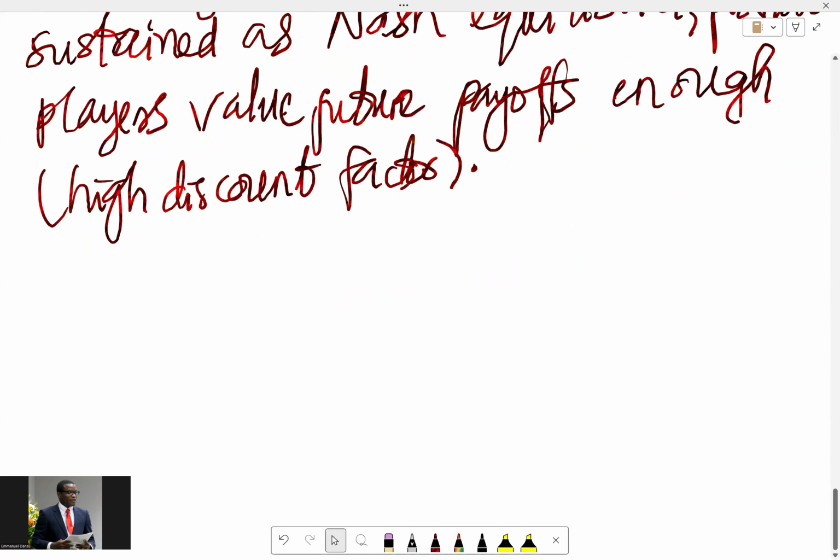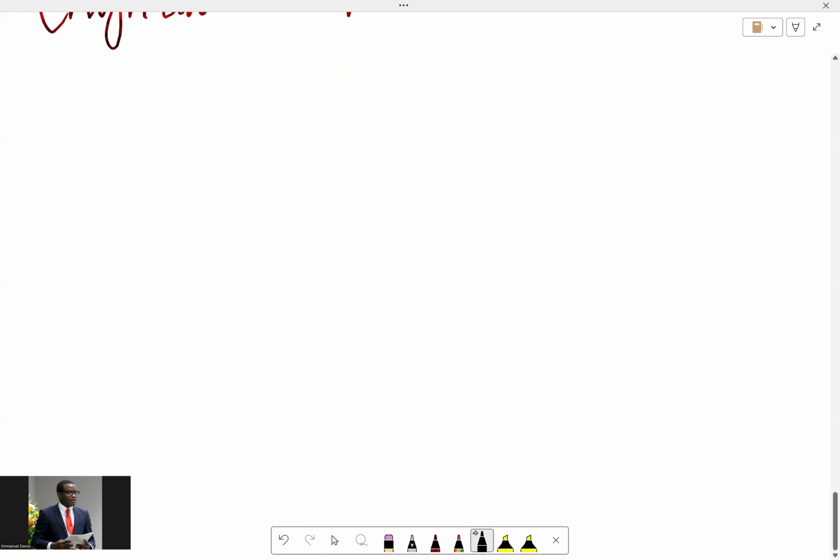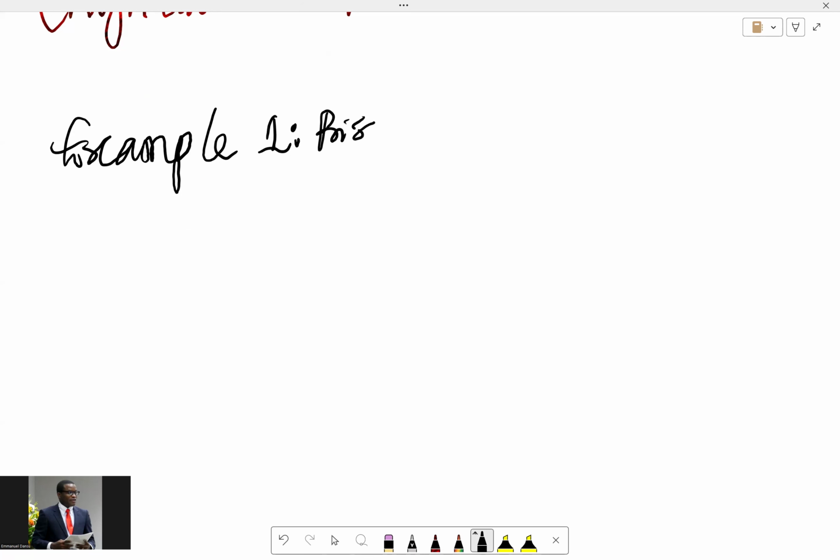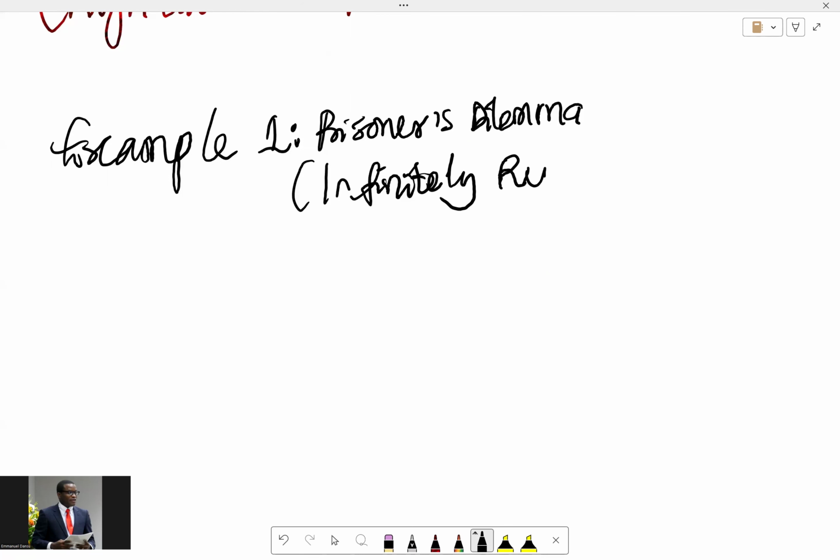So the next thing we want to do is to look at examples. Let's look at example one, which is, of course, the most popular game we've seen so far, Prisoner's Dilemma. But we want to see it in the aspect of an infinitely repeated game. So you can call it infinitely repeated prisoner's dilemma.